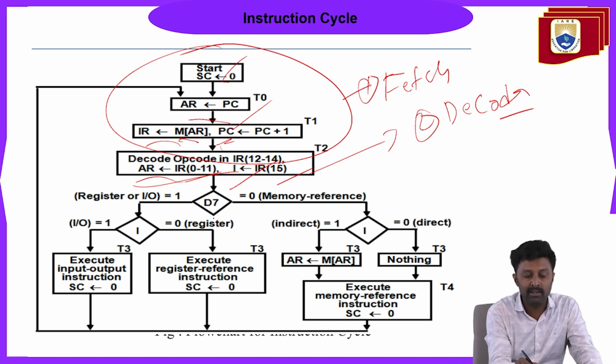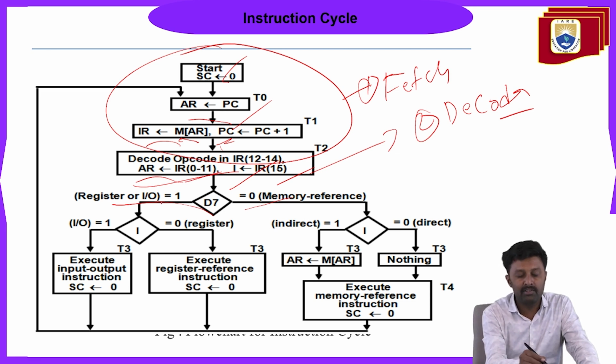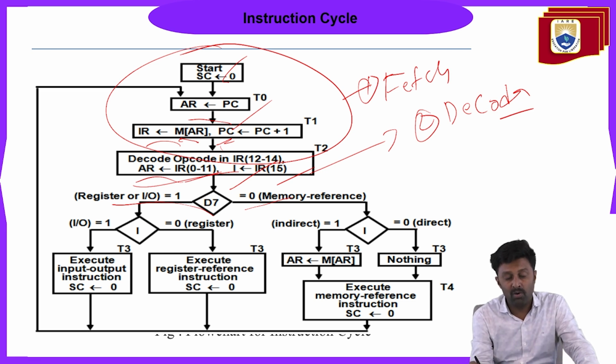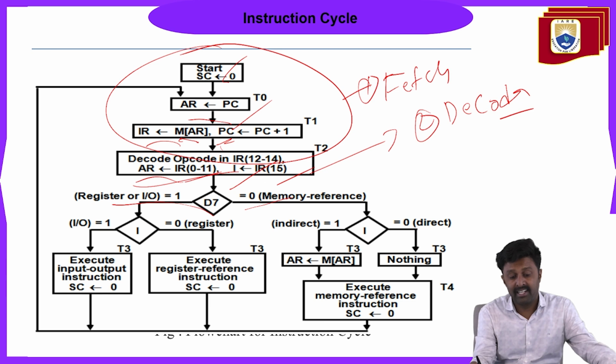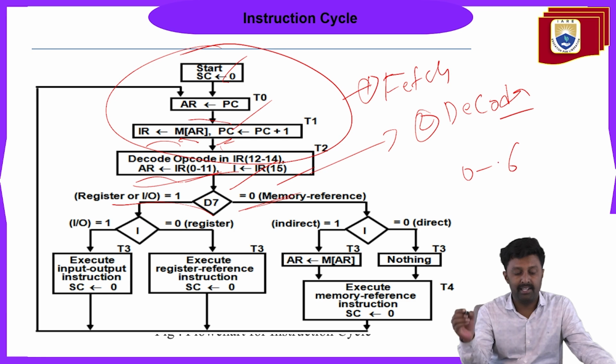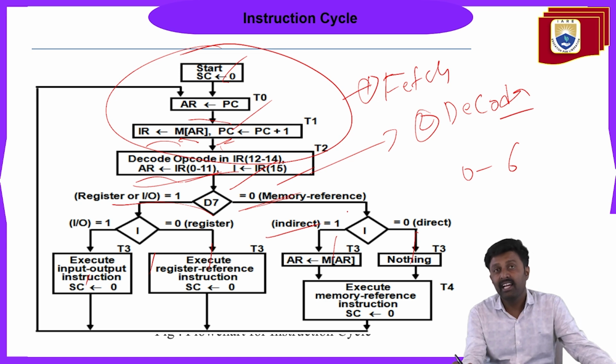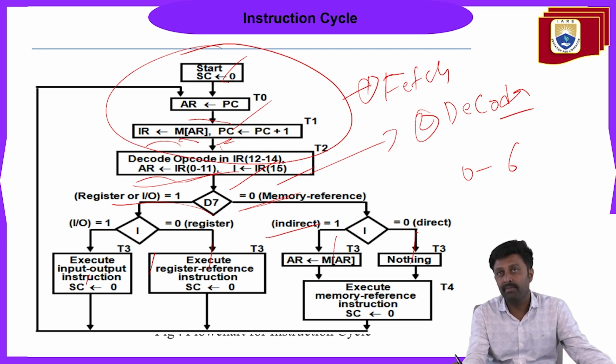So if the D7 value is 1, it shows that it is a register or IO kind of operation. That is the type of operation. Then if it is 0, the value will be from 0 to 6 here. So by identifying the different types, the next step is the address.